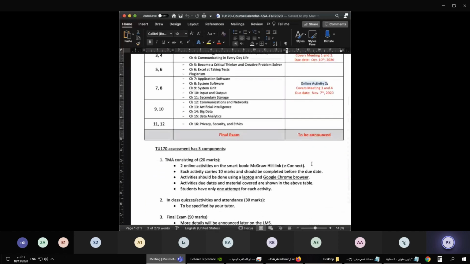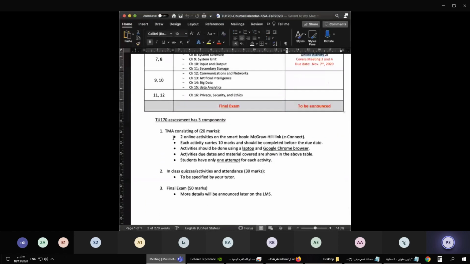Okay, so the marking criteria will be: TMA consists of 20 marks, which will be the 2 online activities. Also, each activity carries 10 marks.